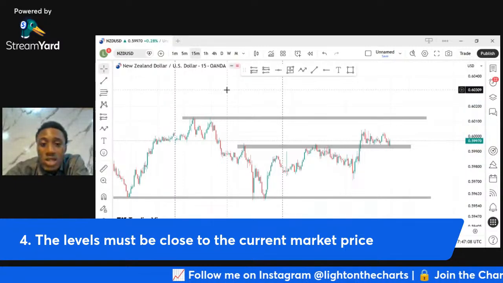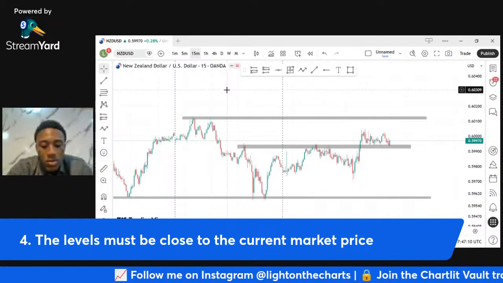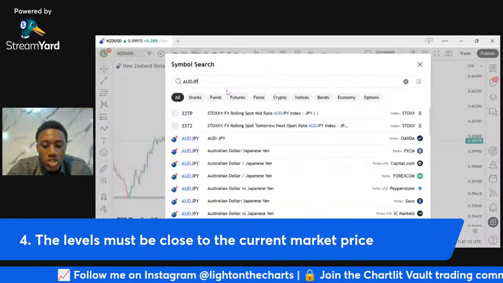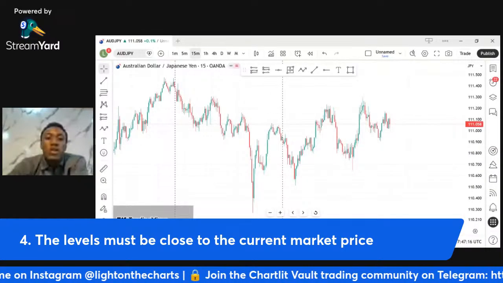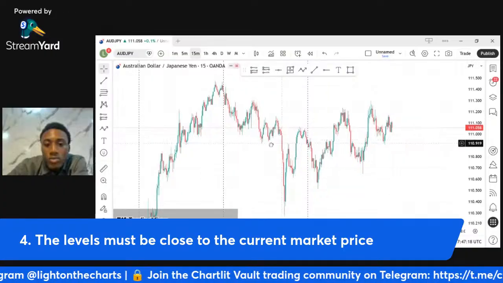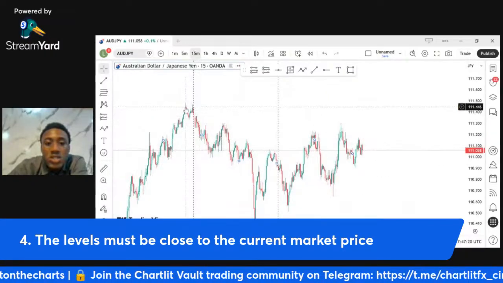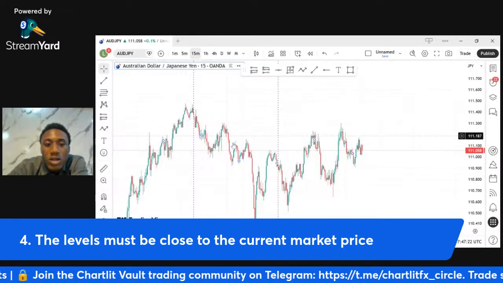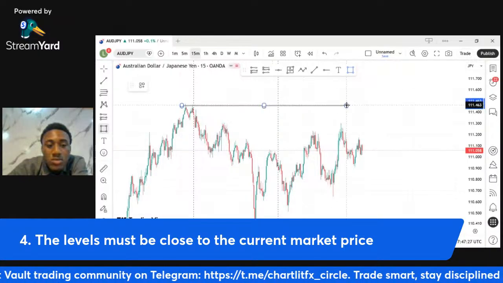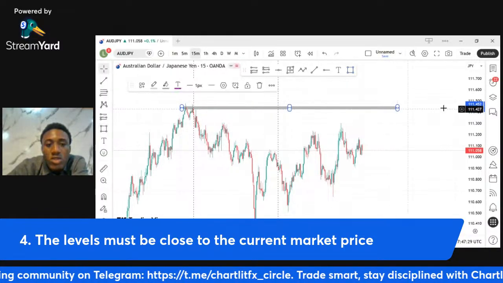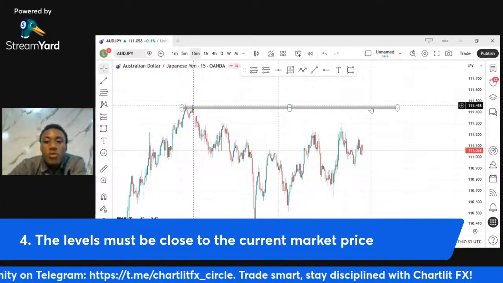Now let's do another pair, like let's say AUDJPY. Let's see if we can mark our key levels right there. Pretty simple. Now you can see right here, price dropped aggressively. So this is a key level. This is a key level. And all we do is just wait for price to get here and then make a trading decision.